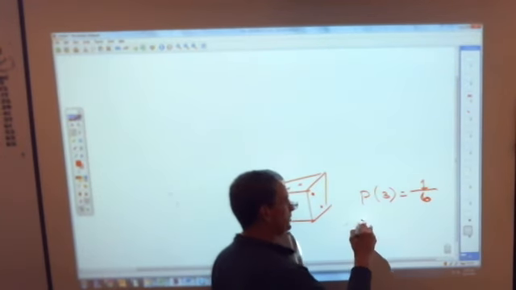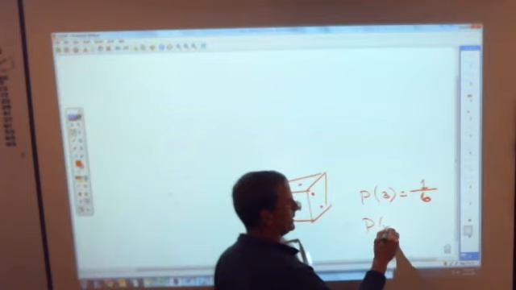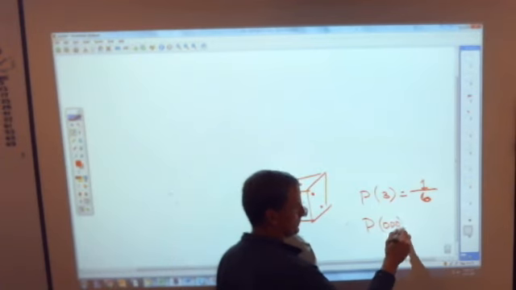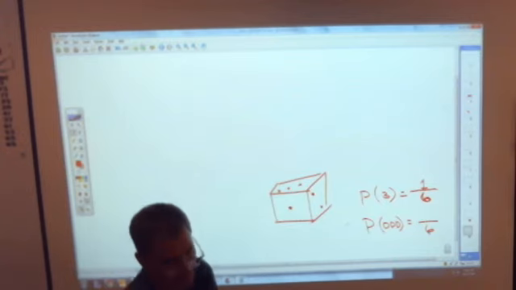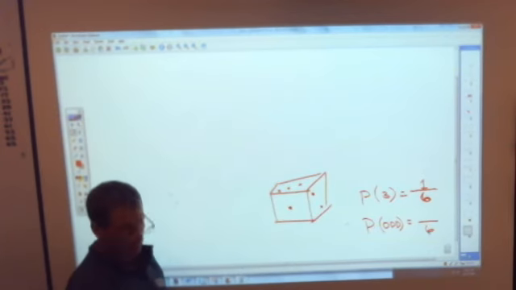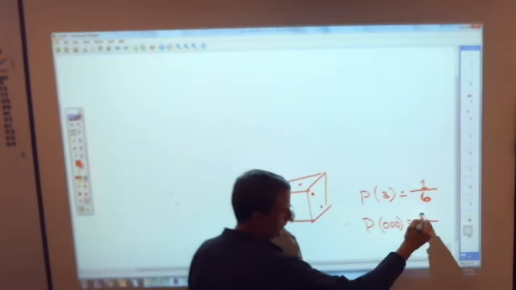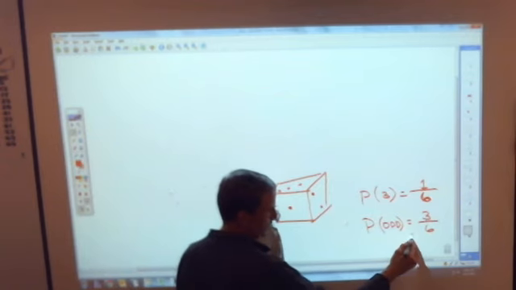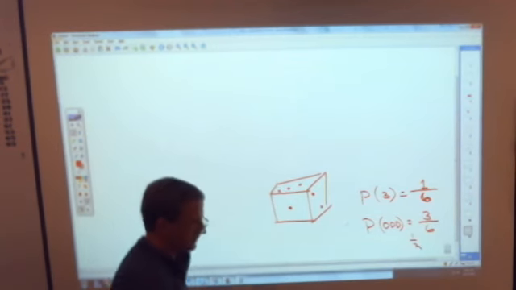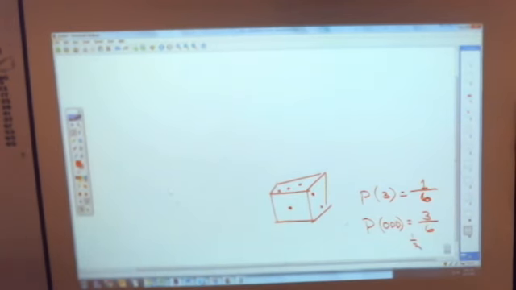How about this? Let's mix it up a little bit. What would be the probability of rolling an odd number? Still 6 sides on the cube. How many of those 6 numbers are odd numbers? 1, 3, and 5. So 3 of them. Probability of rolling an odd is 3/6, which is actually 1/2, because that just goes down to that.